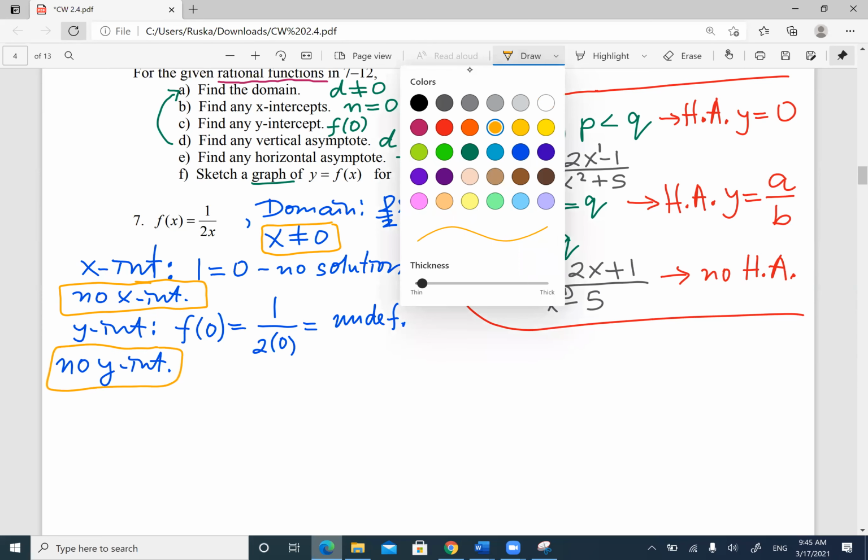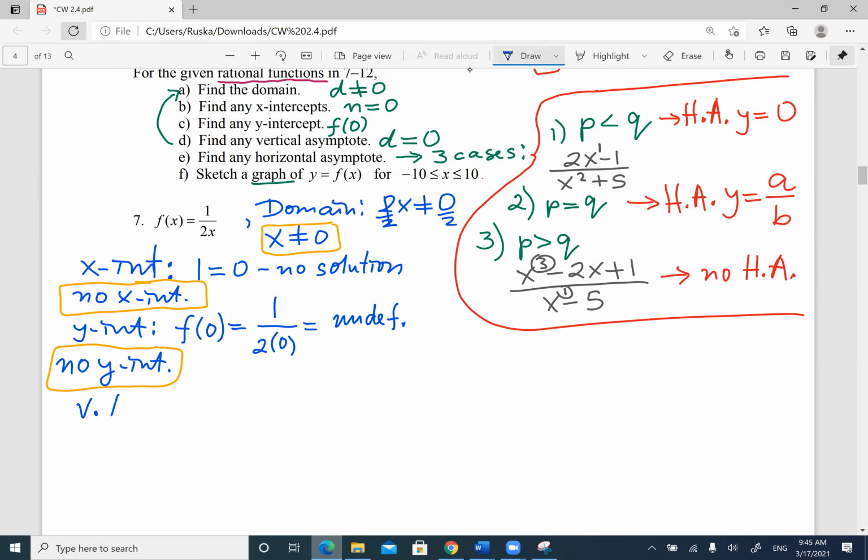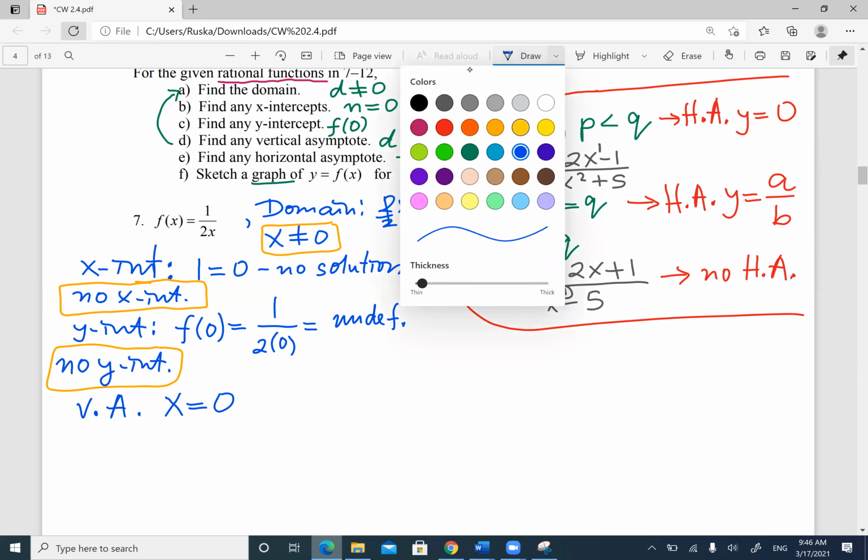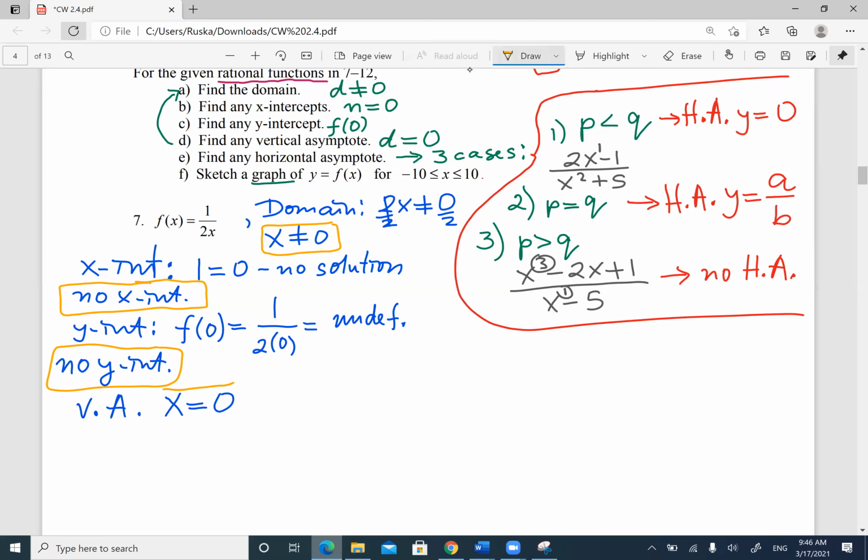Okay? And then we're gonna find the vertical asymptote, which is the next step. Vertical asymptote, you get it from the domain, but instead of not equal, you're gonna have equal. So vertical asymptote is gonna be x equals 0. You get that from the domain. See, the domain is x is not 0. Vertical is gonna be x equals 0. The same as the domain, but equal, not not equal.